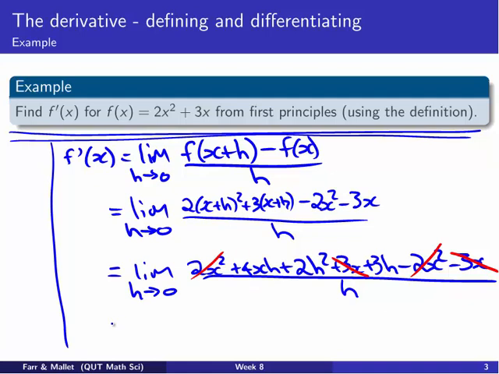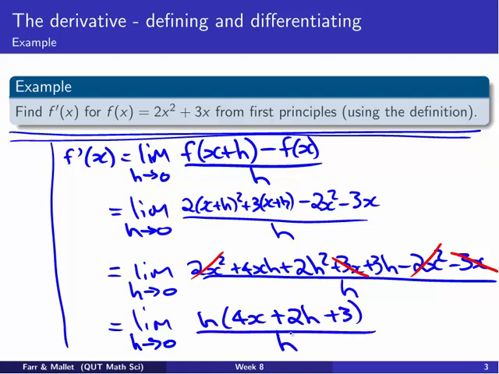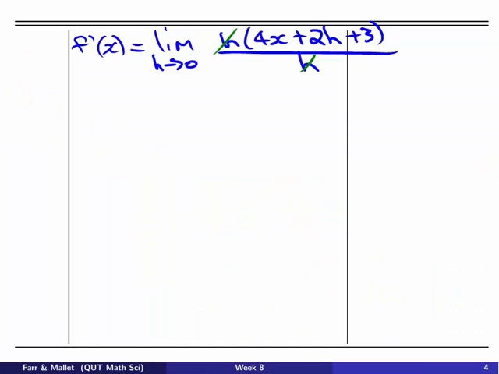However, when we go to the next line, note that all of the remaining terms on the top have h's in them, so we have a common factor, and we can pull that out. So we've got h outside of 4x plus 2h plus 3, all divided by h. And of course we can cancel those, common factor top and bottom. So the h's go away. Just copy that down to the next slide so we don't miss where we're at.